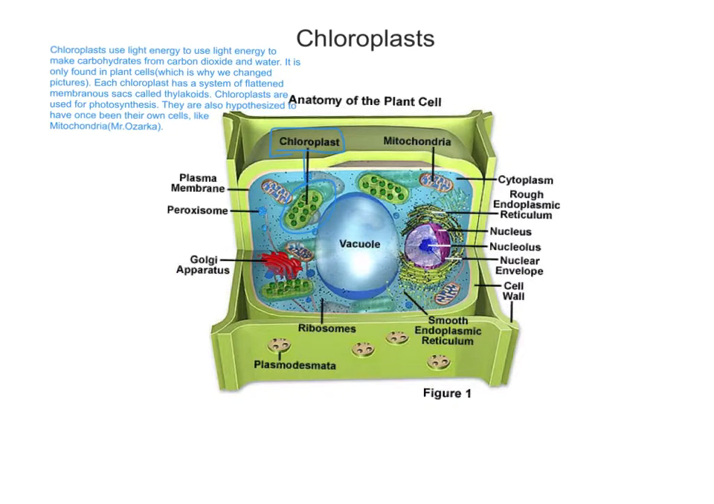Chloroplasts use light energy to make carbohydrates and form carbon dioxide and water. It is only found in plant cells, and each chloroplast has a system of flattened membranous sacs called thylakoids. Chloroplasts are used for photosynthesis. They are also hypothesized to have once been their own cells, like mitochondria.